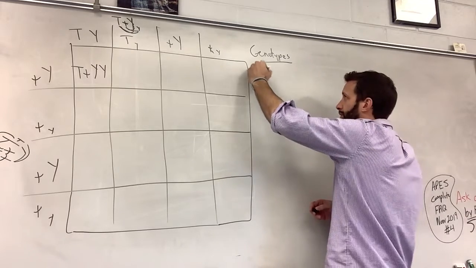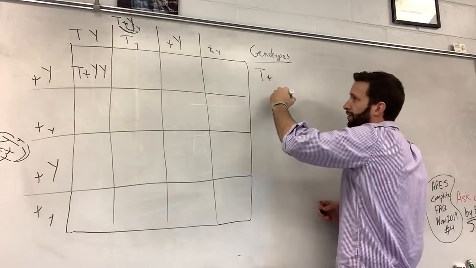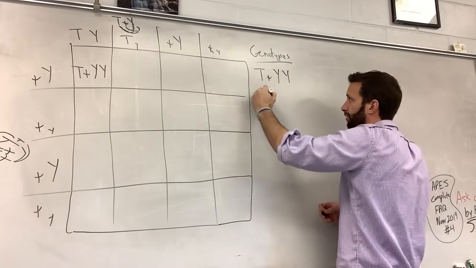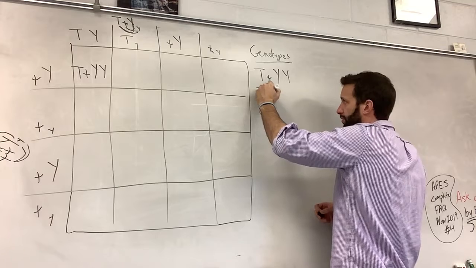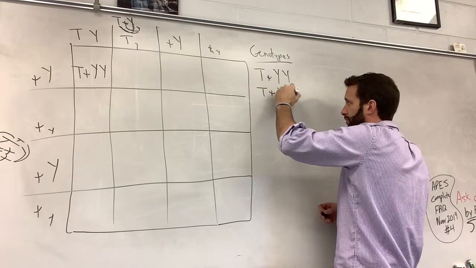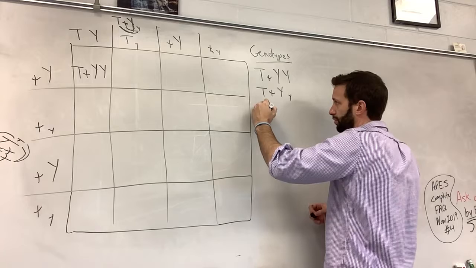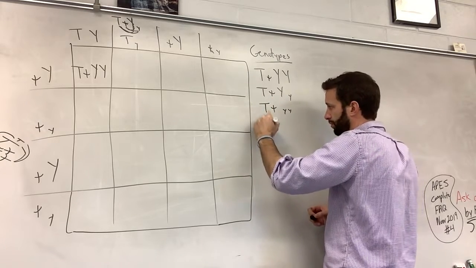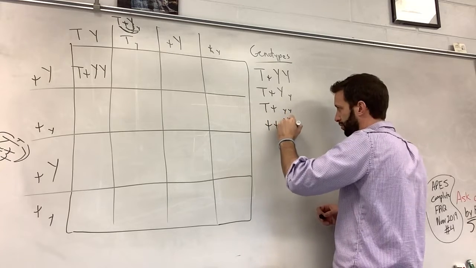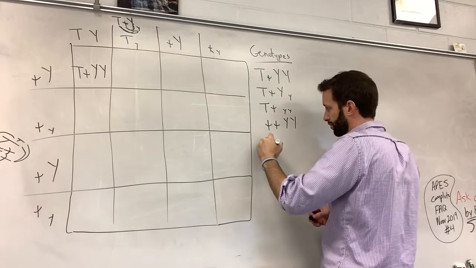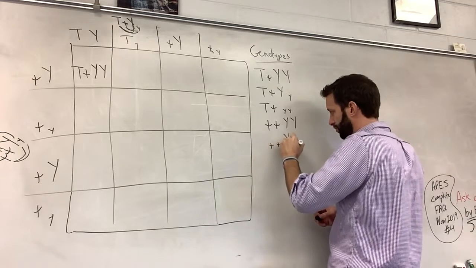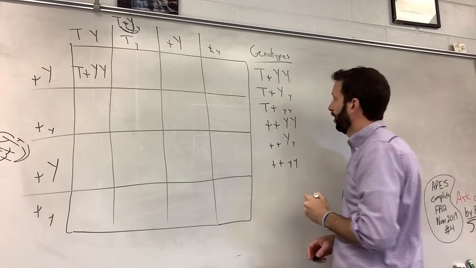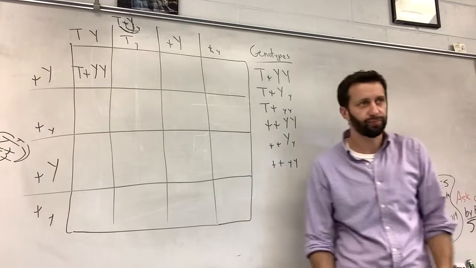Big T, big Y, big Y. Okay. Big T, little t, big Y, little y. Big T, little y, little y. Little t, big Y, big Y; little t, big Y, little y; and little t, little y, little y. All right, pretty much every combination you can think of, right?